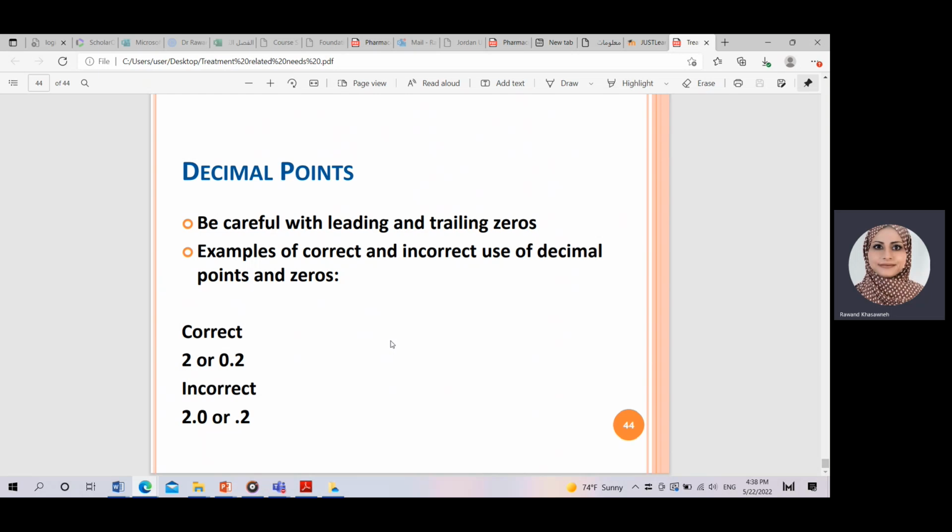Besides, if you are ordering 0.2, it's correct to write it this way, and it's incorrect to write it without the leading zero before the decimal point, because it can be misinterpreted as 2 rather than 0.2. So you have to use the leading zero before the decimal point and avoid using trailing zeros to the right of the decimal point.